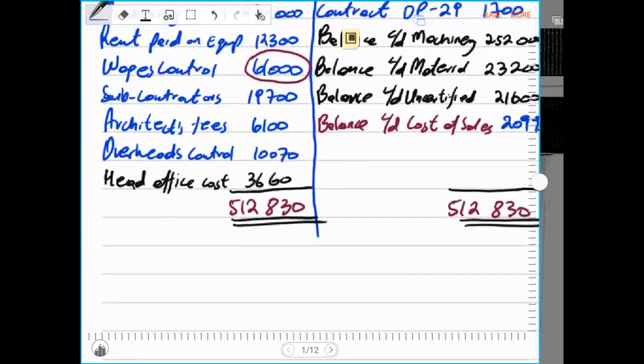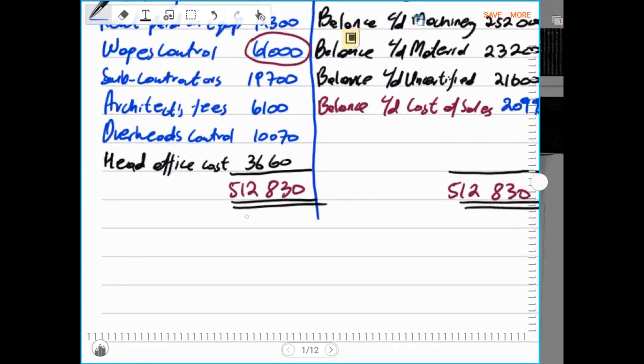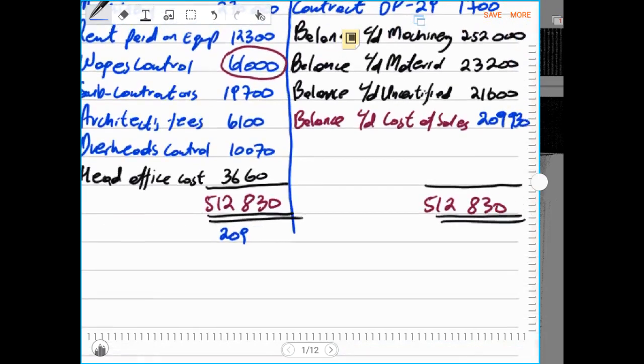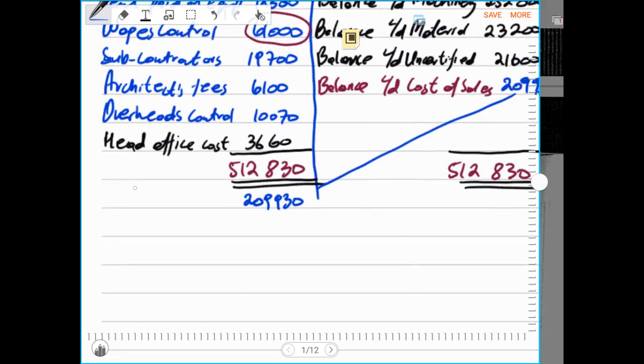So now the cost of sales we know should be on the debit side, 209,930. Always bring this amount on the debit side because cost of sales are on the debit side. Then we record that as the balance that is brought down, which is cost of sales. And the cost of sales is 209,930.